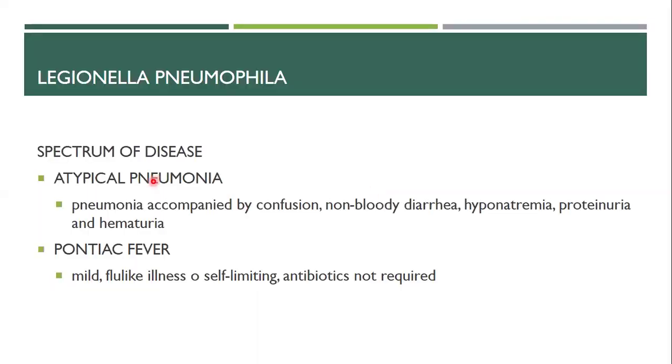And lastly, it causes, as I've mentioned, your atypical pneumonia. This atypical pneumonia is accompanied by some other symptoms, that's why it's atypical. And another condition caused by Legionella pneumophila is your Pontiac fever, which is actually characterized by a flu-like illness. However, Pontiac fever is self-limiting and you actually do not need antibiotics to treat this.